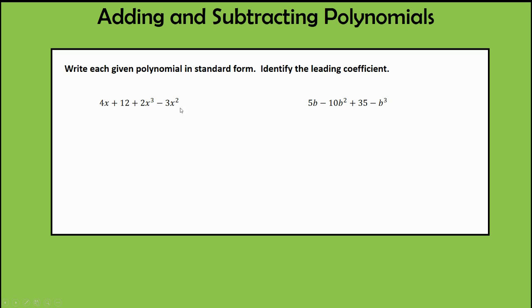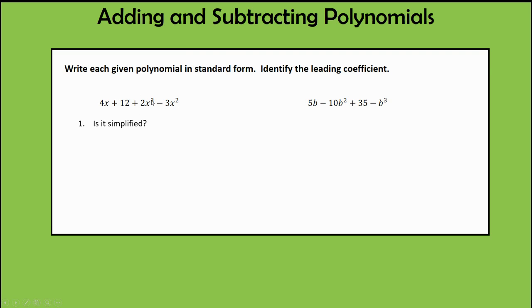Okay. Now we're supposed to write this in standard form. So the first thing I'll always do is say, is this simplified? Which means, are there any like terms I can combine? Well, this is just an x to the first term. This has no variable. This is x to the third. This is x squared.